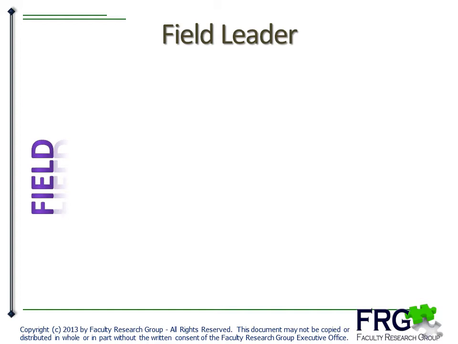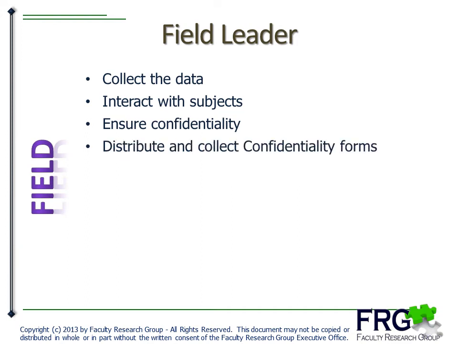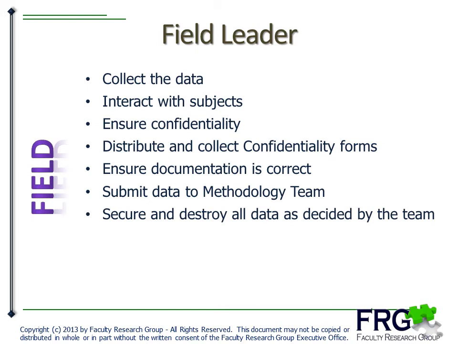The field leader collects the data and interacts with subjects. It is important to ensure confidentiality during this process. This is done by distributing and collecting the confidentiality forms. Remember to ensure that the documentation is correct. Once the information is gathered, it will be given to the methodology team. All data must be secured and/or destroyed. The field leader must actively participate in the team discussion.